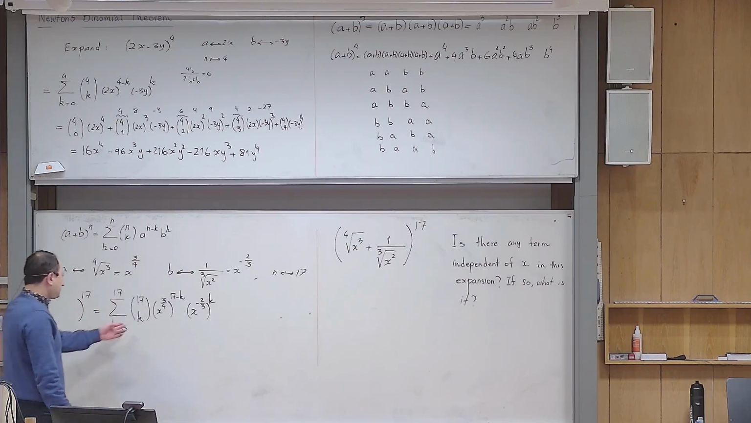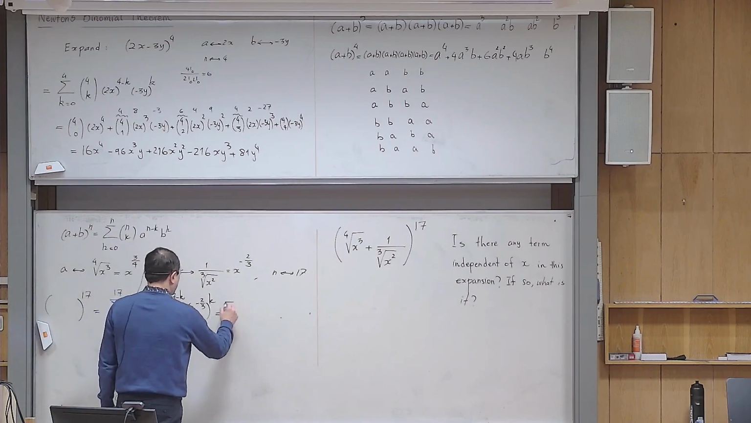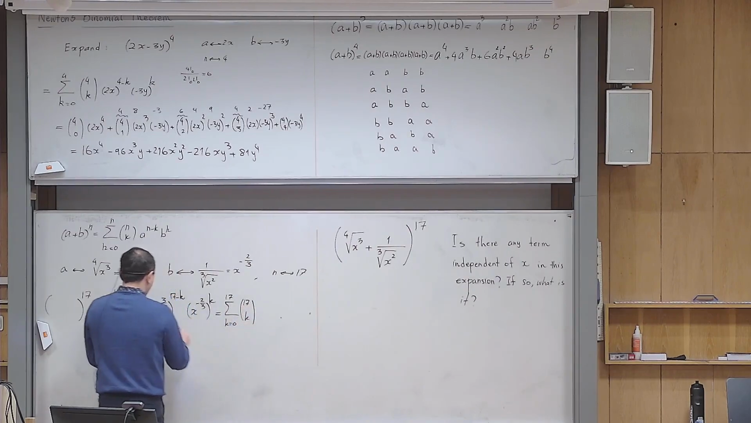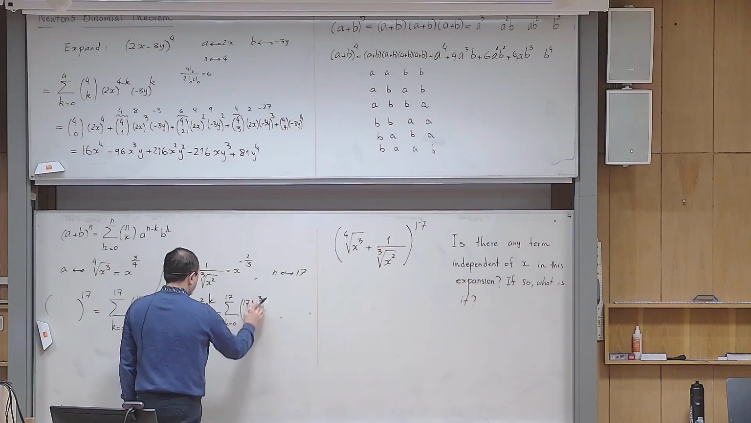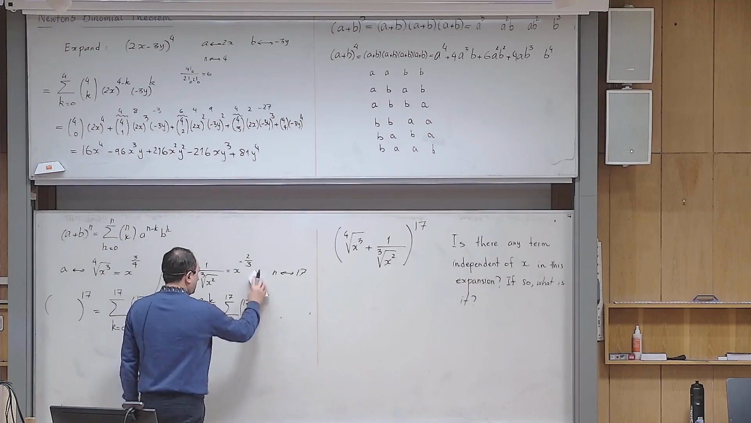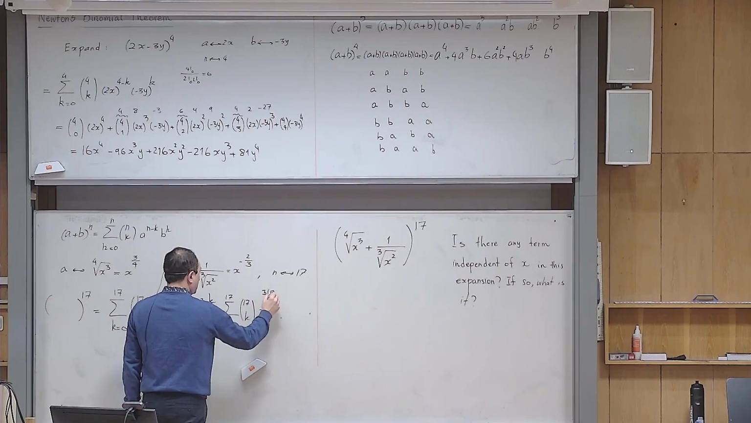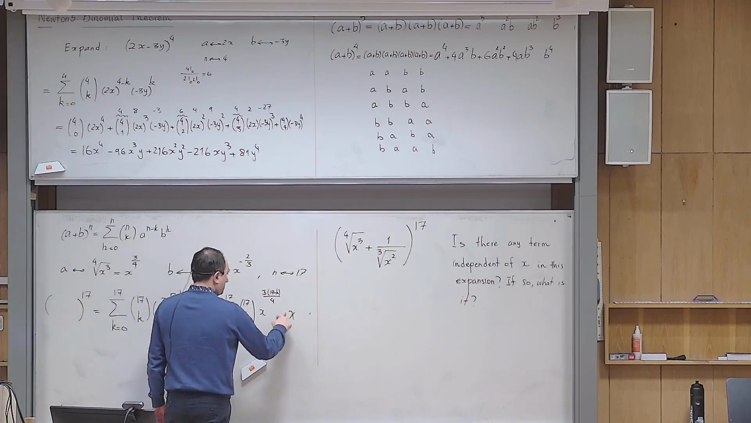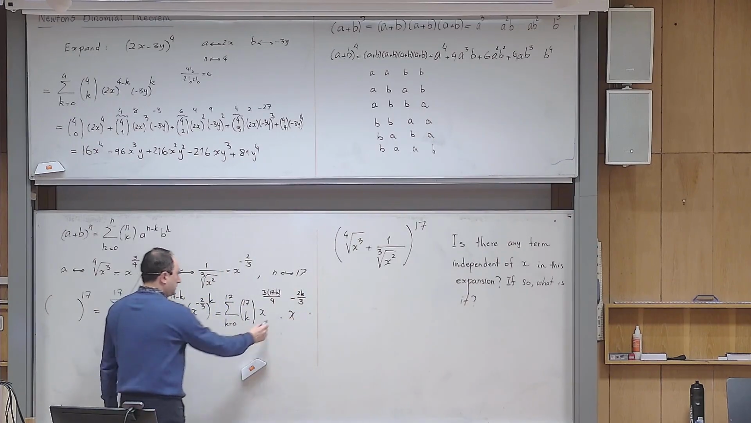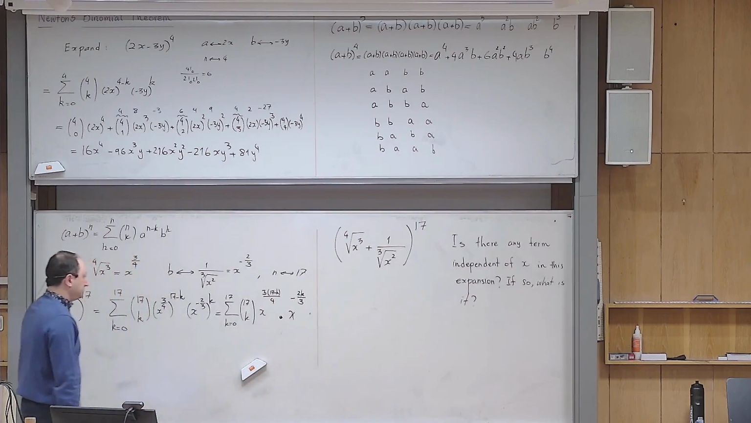But let me simplify this a little bit. So this becomes sigma, k goes from 0 to 17, 17 choose k. But here, let me multiply 3/4 here. So this becomes x to the power of 3 times 17 minus k over 4, multiplied by x to the power of minus 2k over 3. Yes? So let me use this as the dot here.